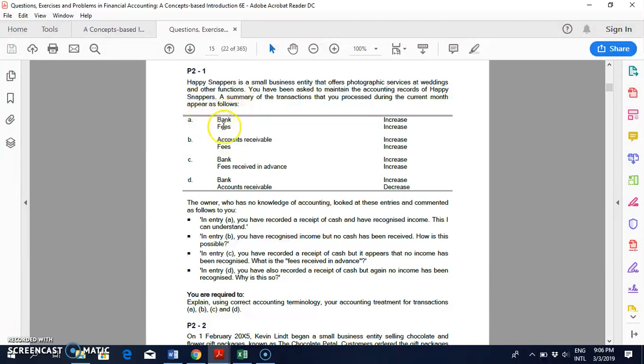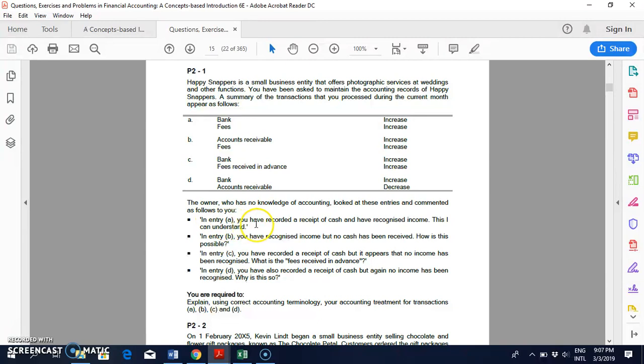So you said here, debit bank, credit fees increasing; accounts receivable and fees both increasing; bank and fees received in advance increasing; and then bank is increasing whereas accounts receivable is decreasing. The owner, who has no knowledge of accounting, looked at these entries and commented as follows to you.